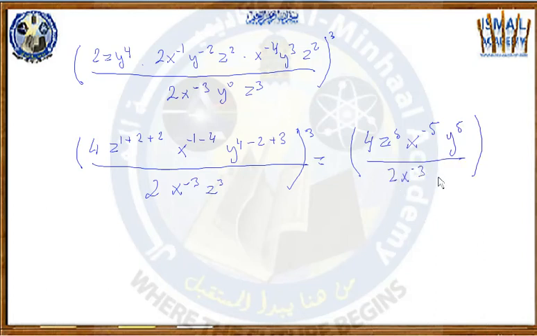2x minus 3, z cubed. The whole thing is cubed. How do you get that small answer? Or you combine everything? I just combine the exponent. Is that clear? Yes? Alright.